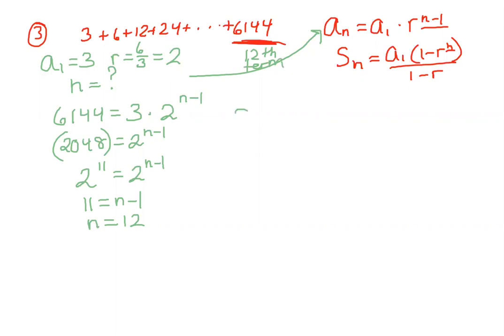So now we can find S12 and put a1 times 1 minus 2 to the 12th over 1 minus 2, and this gives us that. Okay, it's a little bit tricky, but that's what we've got to do. So let's look at number 4.